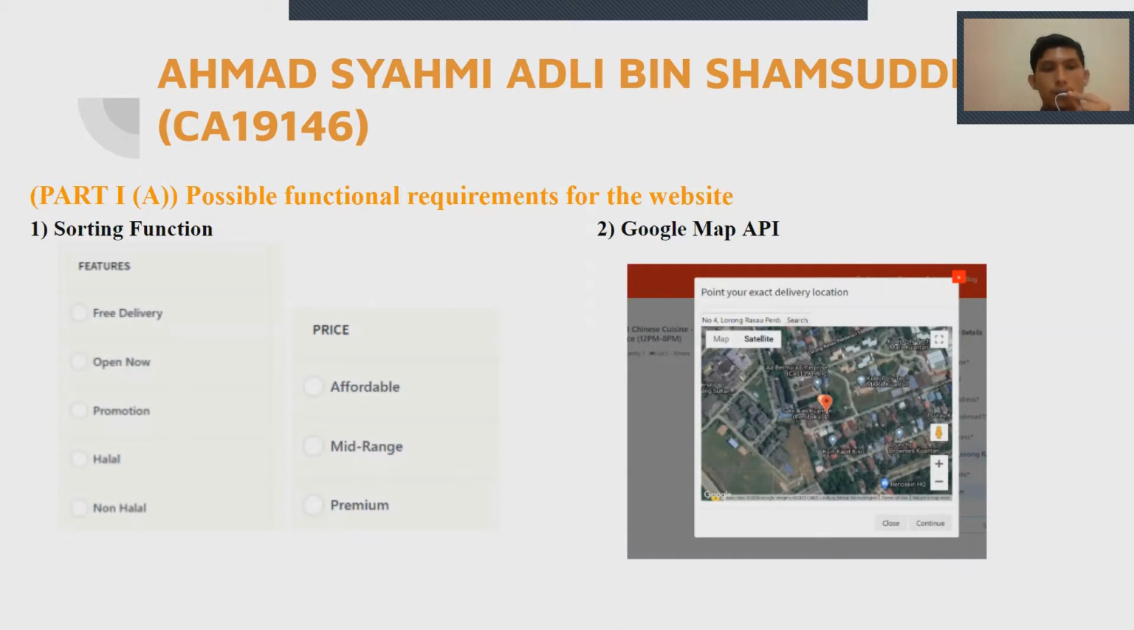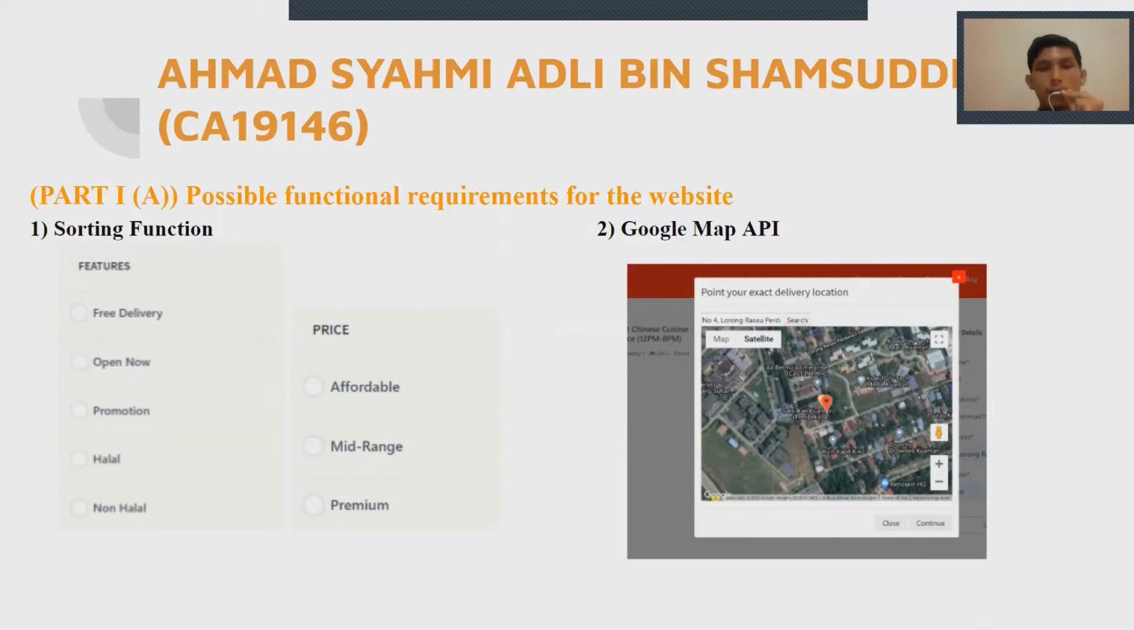A possible functional requirement for the website. The first one that I choose is a sorting function, and the second one is a Google Map API. I choose the sorting function because, let's say the user wants to choose an affordable restaurant, they only choose affordable and click the filter button, and all the affordable restaurants will appear on the screen after they filter it.